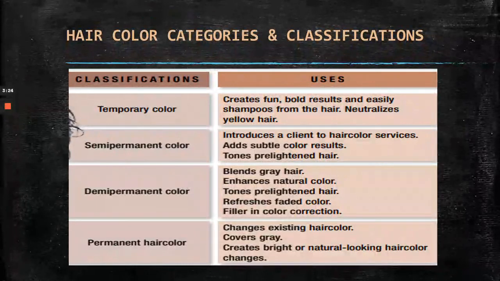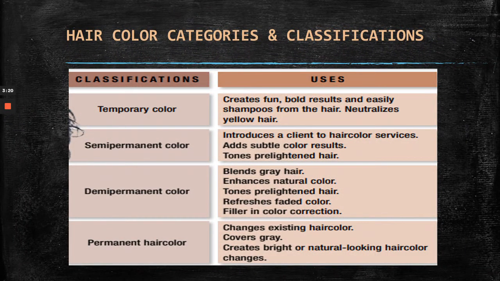Hair color comes in 2 categories, which is non-oxidative and oxidative. Our non-oxidative would be temporary color and semi-permanent color, and our oxidative category would be demi-permanent and permanent. Our hair color also comes in 4 classifications.